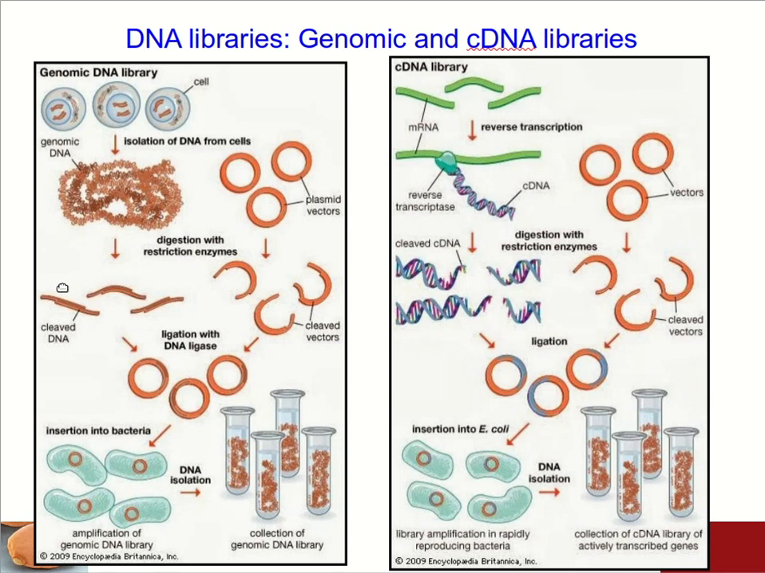The linear DNA fragments are then cloned in a plasmid vector, and these resulting recombinant DNA molecules are transformed into bacteria, usually E. coli, in such a way that each E. coli cell has only one type of insert.